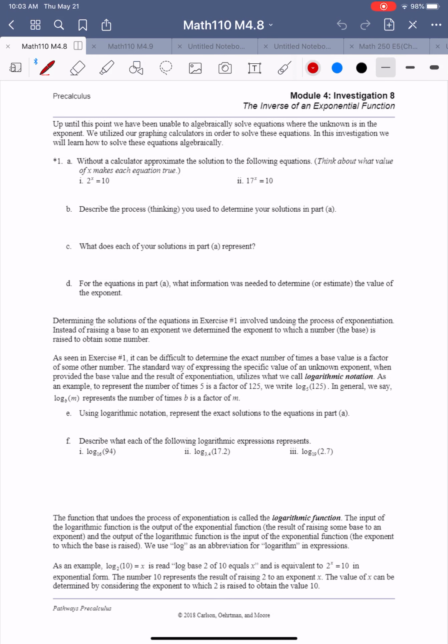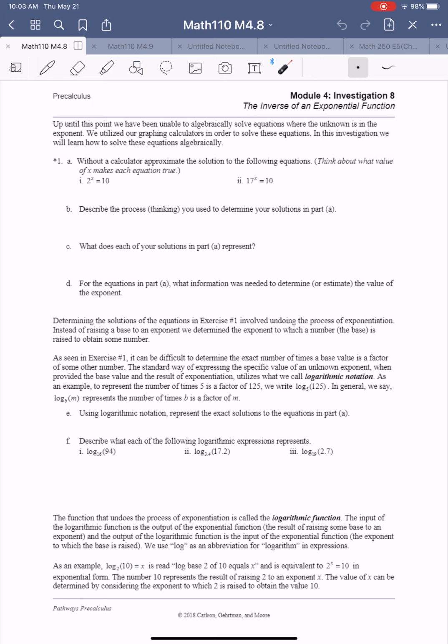Hello, this is Module 4, Investigation 8, the inverse of exponential functions. Up until this point, we have been unable to algebraically solve equations where the unknown is in the exponent. We utilized our graphing calculators in order to solve these equations. So in this investigation, we will learn how to solve these equations algebraically.